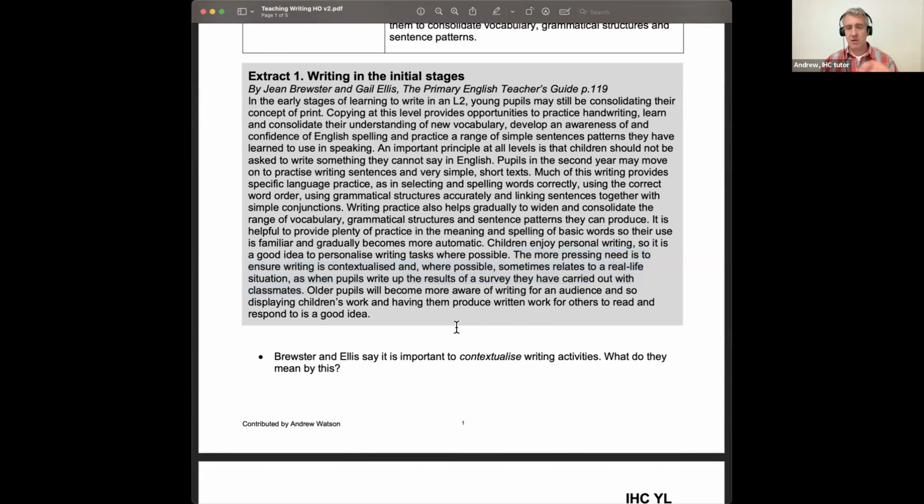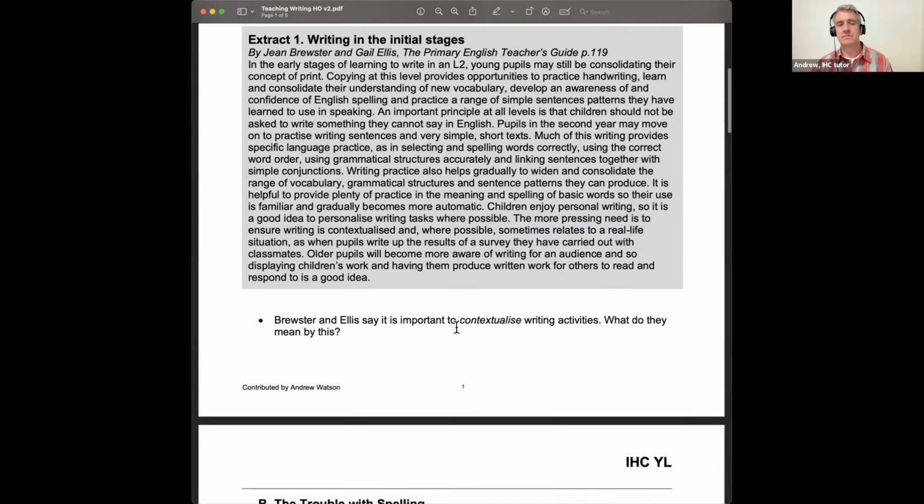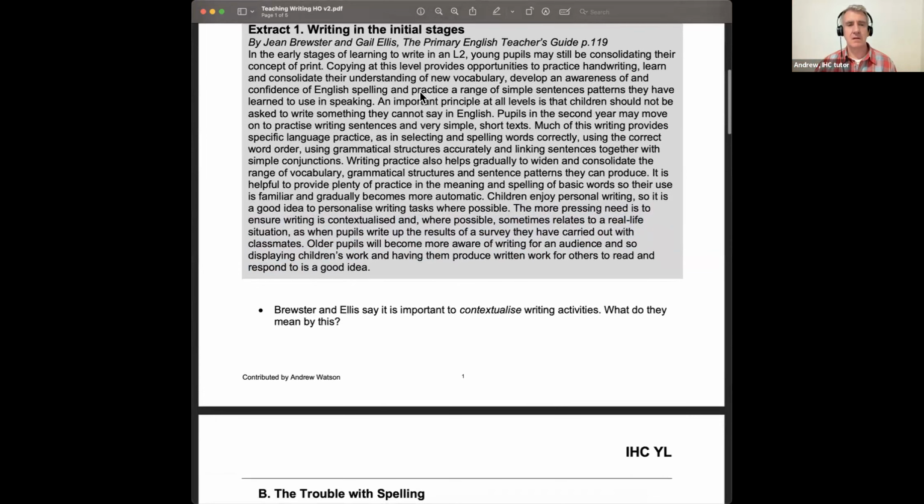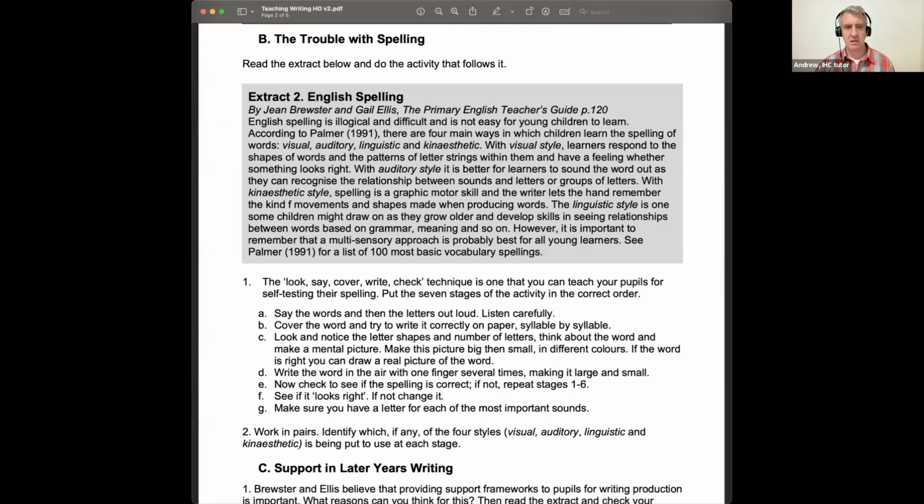So it can actually be writing and speaking as well. You can combine the 2 skills. That's what we call integrated skills work. All right, now let's move on to spelling. English spelling. Is it easy or problematic, would you say?